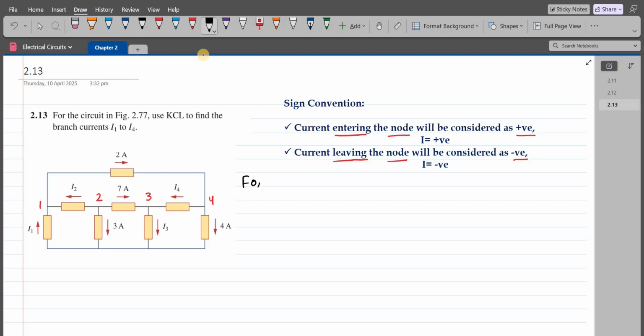So for I2, we have to consider the node 2. If I apply the KCL, which is the algebraic sum of current entering the node and leaving the node equals 0. So I2, this 7 ampere and this 3 ampere current all are leaving the node. So they all will be considered as negative according to the sign convention. So we have negative I2, negative 7, negative 3 equals to 0. So from here I2 comes out to be negative 10 amperes.